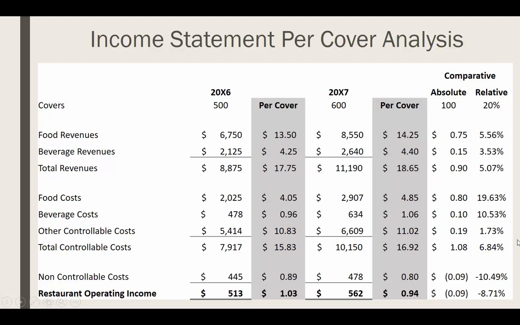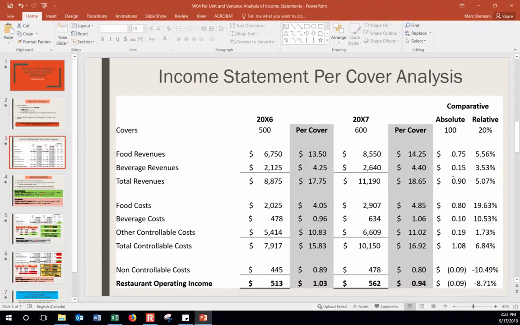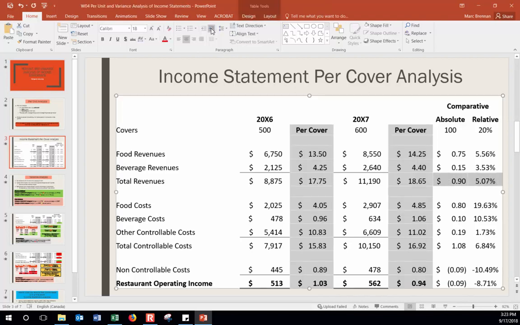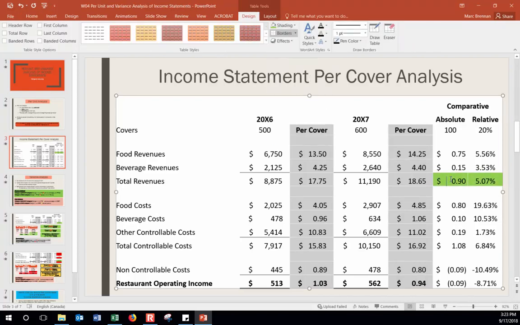Okay? So what I would do, and I'll bring over out of presentation mode, just like we would do in our comparative and common size analysis, we would start to do some highlighting. So right away, I'd want to highlight that in green. I'd be very happy with the fact that I'm up 90 cents per cover. That's a 5% increase per cover that I'm making more. That's awesome. For my food costs and my beverage costs, that's double digit. I'd be quite concerned about that, so I would probably shade that in red and highlight that because I need to look into it a bit more.